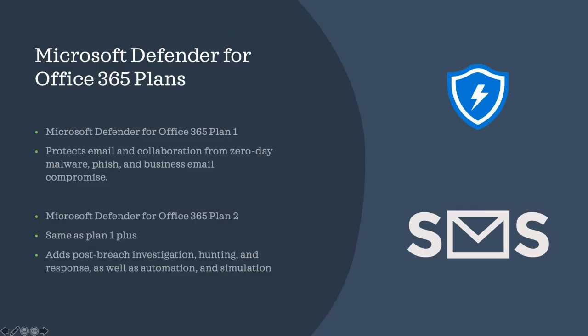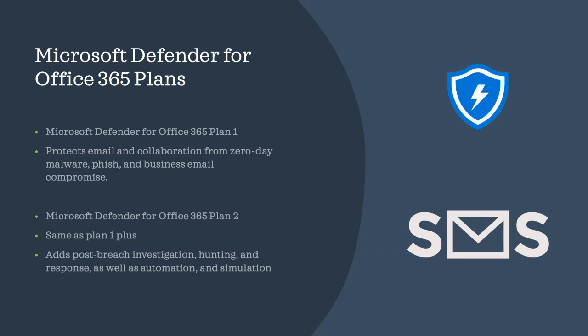So here's the plans that I was just mentioning. Basically, it comes in two versions. You've got Plan 1 and Plan 2. Plan 1 is just the bog standard out of the box version that you get. This protects emails and collaboration from zero-day malware, phish, and business email compromise. So you'll get the Safe Links, you'll get the Safe Attachments, and you'll get some reporting on that.